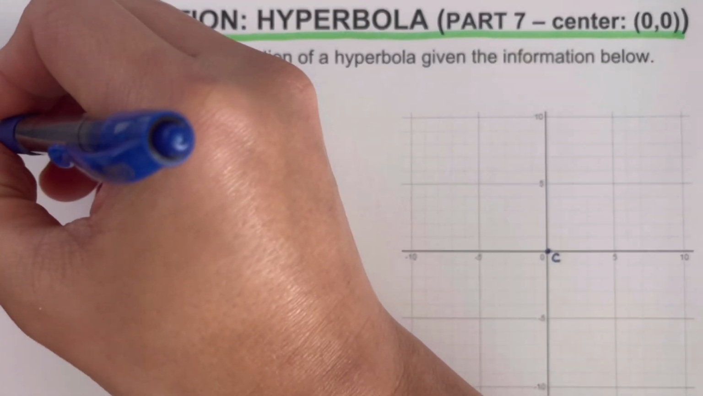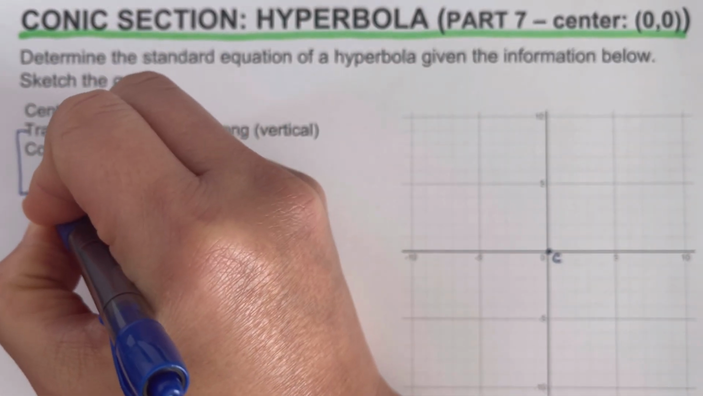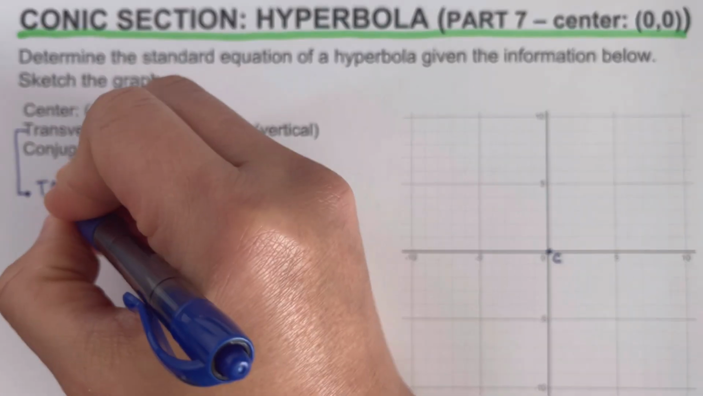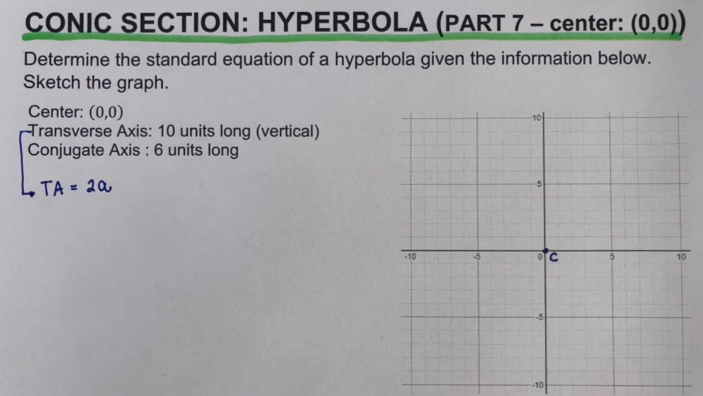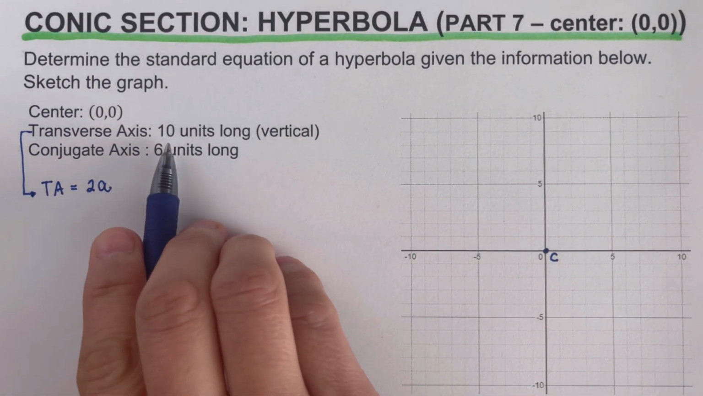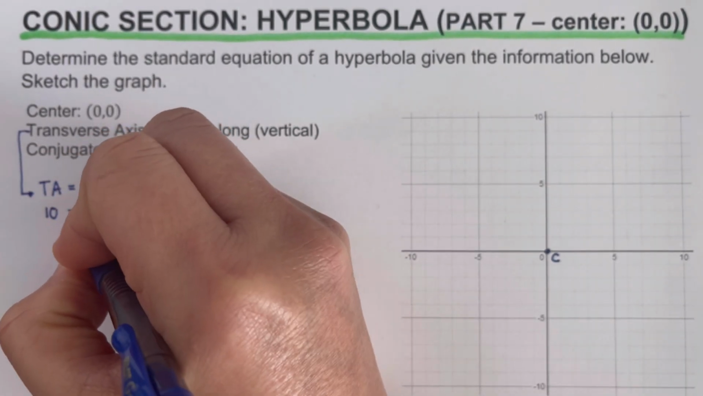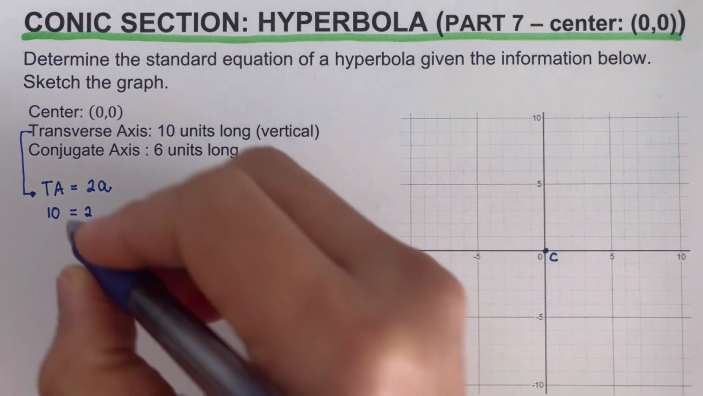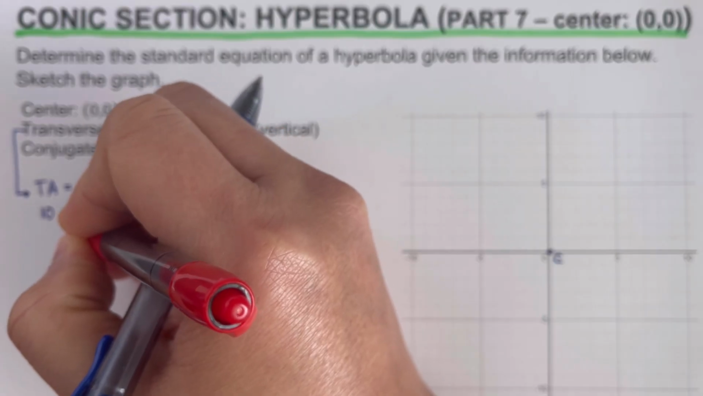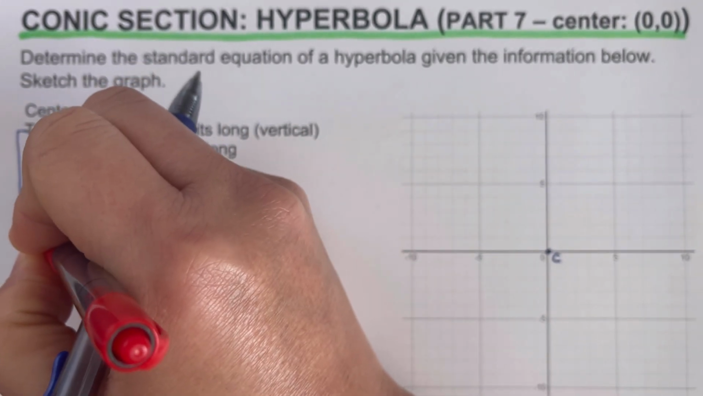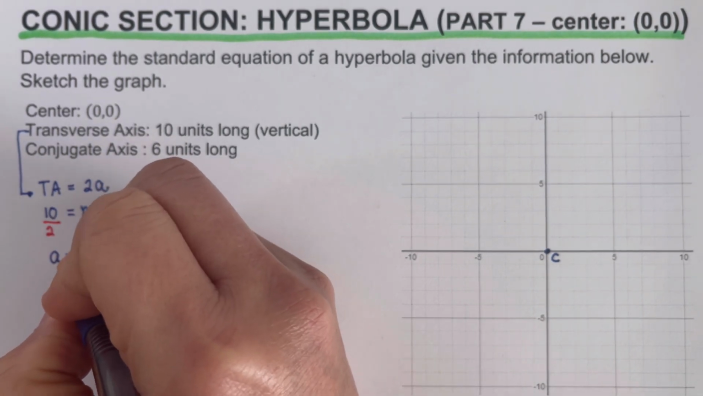using these numbers that we have right here. Now, we remember that the length of the transverse axis, which I'll write as TA, is equal to 2a. We plug the values in. Our transverse axis was 10, so 10 equals 2 times a. We don't know what a is, so we put a there. We can solve for a by dividing both sides by 2. So our a is actually 5.